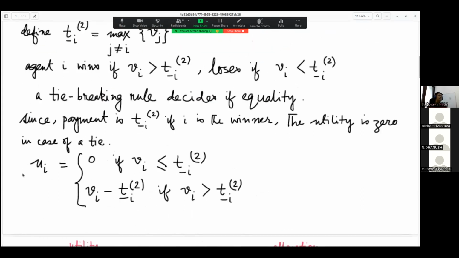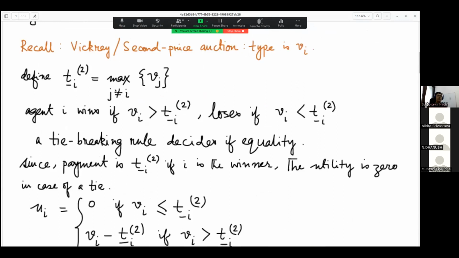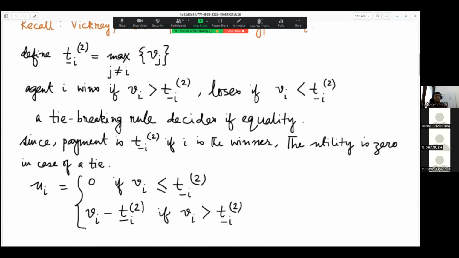If you look at utilities, it is going to be 0 if its valuation is less than or equal to t minus I2. Okay, so this is the second price auction. We'll also have to define the payment of this agent. Its payment will be the second highest bid.